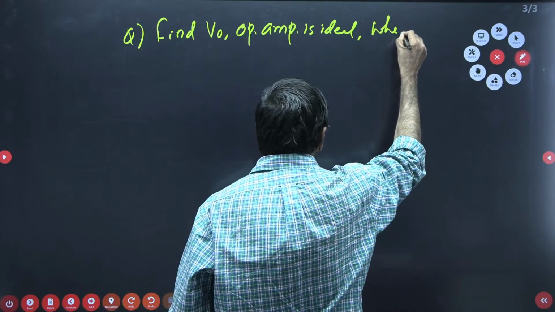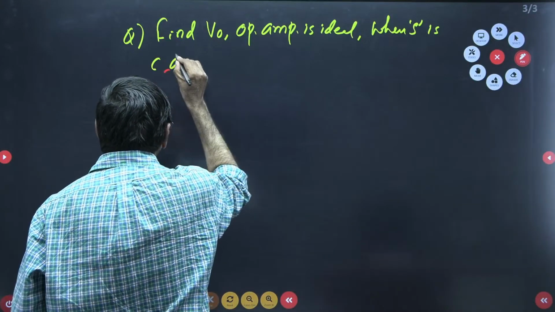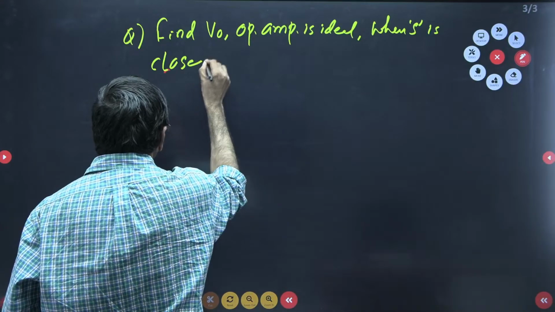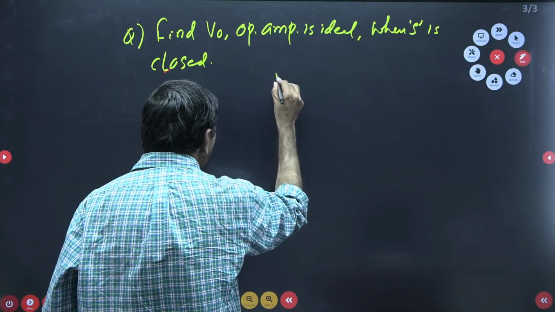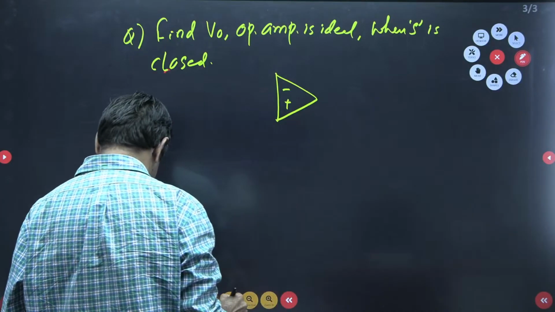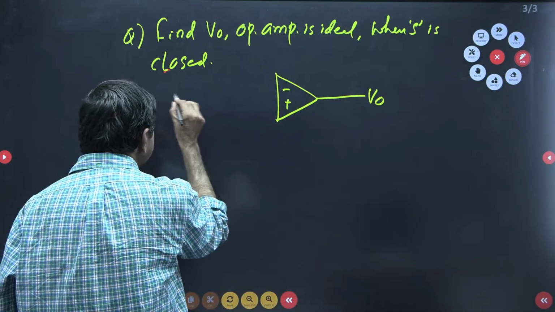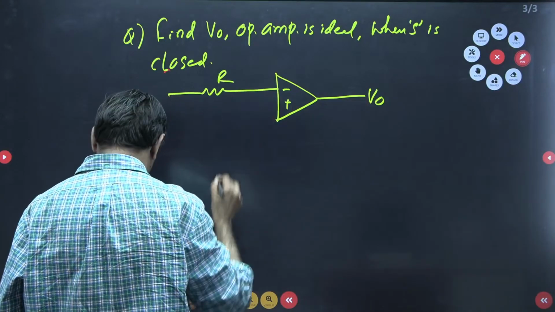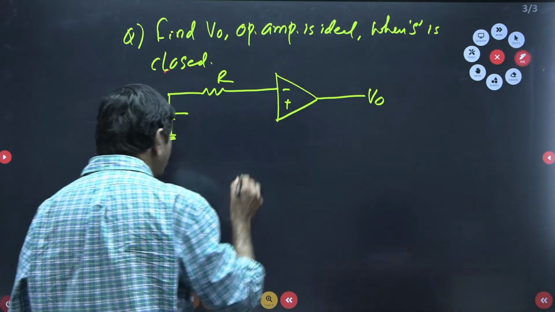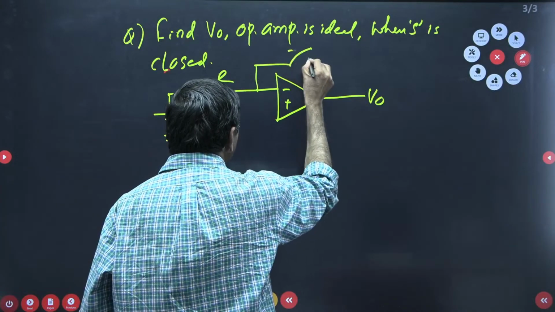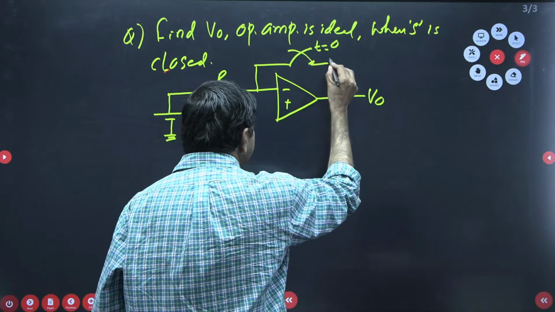When switch S is closed, switch S is closed only. When the switch is closed, you need to calculate. There is a voltage source here, there is an operational amplifier here, and this is connected to V naught, and here connected with one resistor R, and also connected with one battery here. But I hope you can do. Here one switch is connected. This is closed at t equal to 0 seconds. There is one capacitor C.